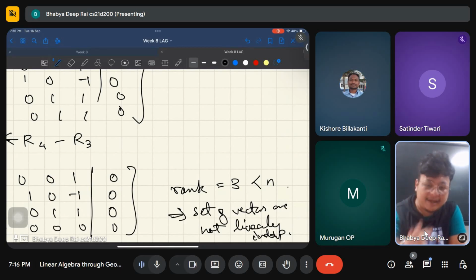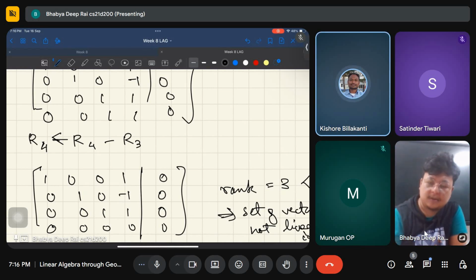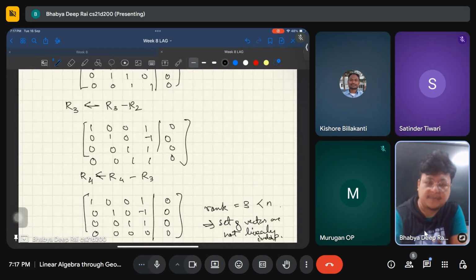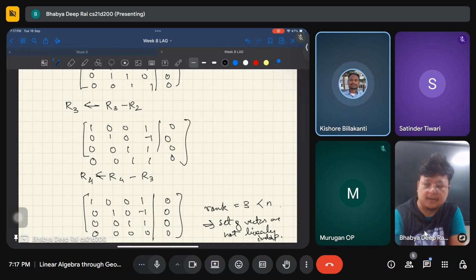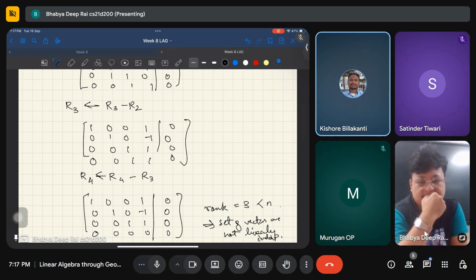Rank would be equal to n. You would get ones in the diagonal, all ones in the diagonal. But you have a 0 row here, which means on doing Gauss-Jordan elimination, the set of vectors is not linearly independent, so they are linearly dependent. When we get the pivot number as 4, what is the statement we'll get? The set of vectors is linearly independent, if it is 4.